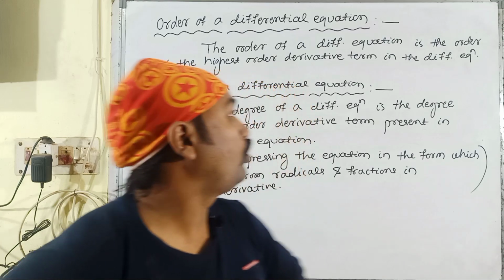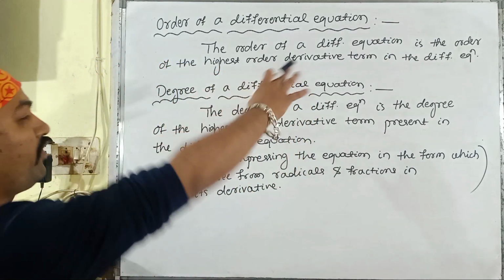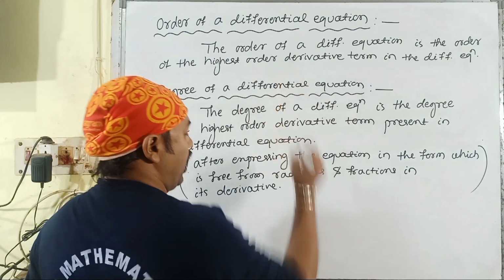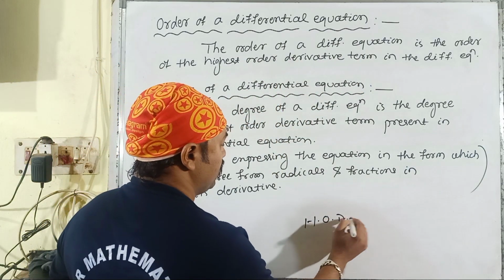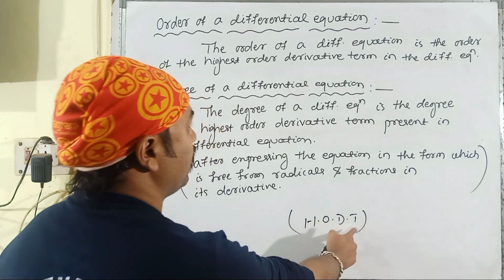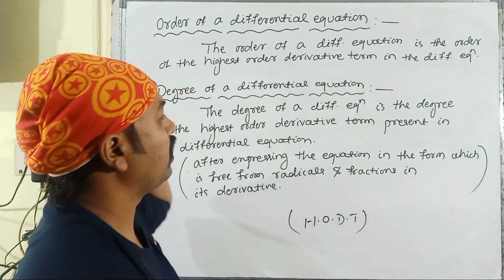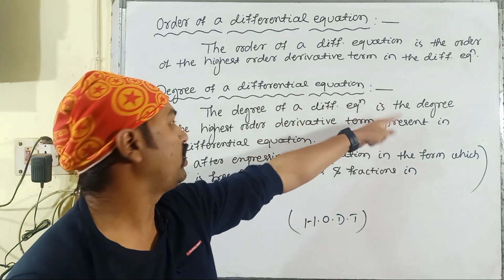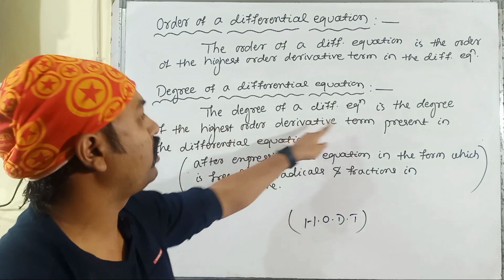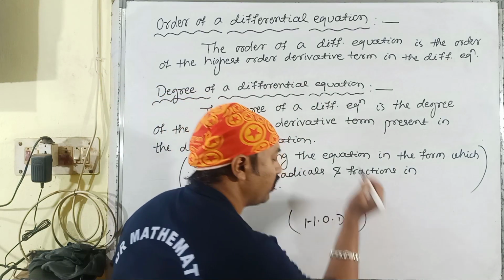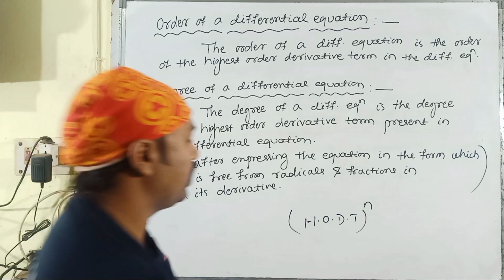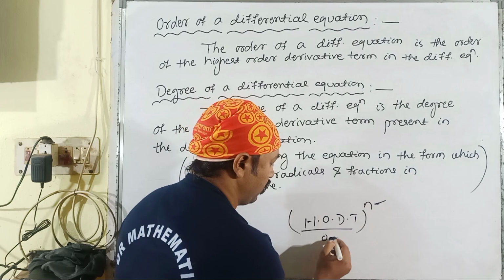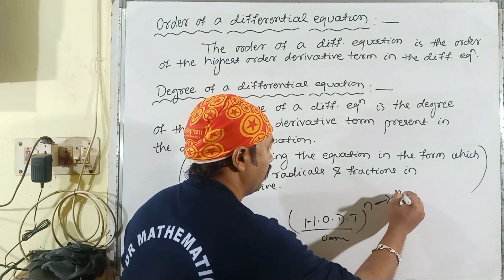Let us discuss the order of a differential equation. The order of a differential equation is the order of the highest order derivative term, that means HODT, the highest order derivative term in the differential equation. Then the degree of a differential equation is the degree of the highest order derivative term. That means the order of the highest order derivative term is called the order, and its degree is called the degree. This is the order and this is the degree.